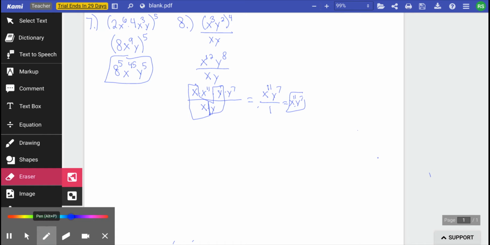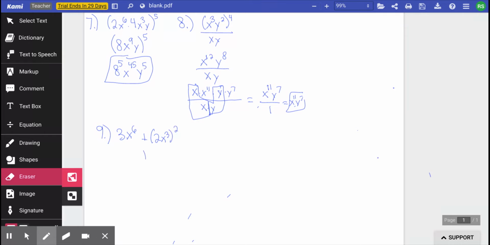In problem number 9, we have 3x to the 6th plus 2x cubed squared. So don't do anything with the 3x to the 6th in the first step. For squaring 2x cubed, 2 squared is 4, x cubed squared is x to the 6th. Now we have 3x to the 6th plus 4 more x to the 6th, which gives us 7x to the 6th.